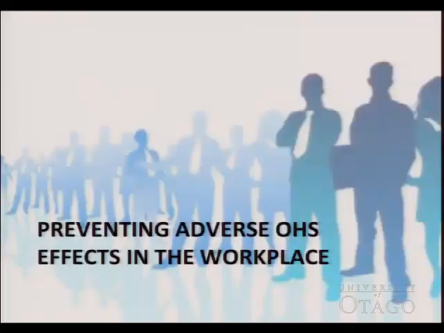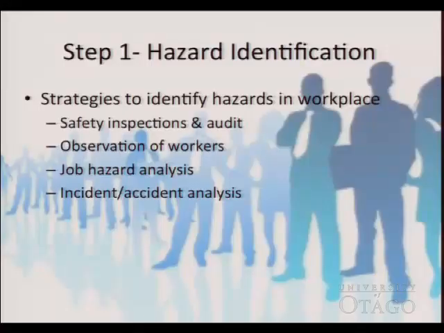Okay, so how do we go about preventing adverse occupational health and safety effects in the workplace? The first step is to identify our hazards. And the strategies to identify the hazards in the workplace are varied. Various strategies that people use are safety inspections and audits, where you may have a checklist of known hazards and you run through that checklist and see whether or not those hazards are present in a workplace at the time of inspection or the time of audit.